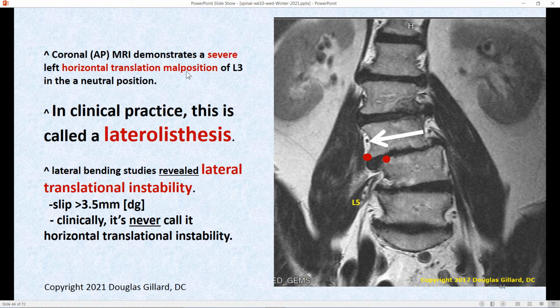Yep, so they had a severe left horizontal translational malposition of L3 in that position. We didn't do flexion extension because it was so bad it didn't matter. In clinical practice, this is called not a spondylolisthesis, but a lateral listhesis, meaning lateral slip. That's probably going to be on your test. Lateral listhesis. Technically, what is a lateral listhesis? It's a horizontal translational malposition. Got it?